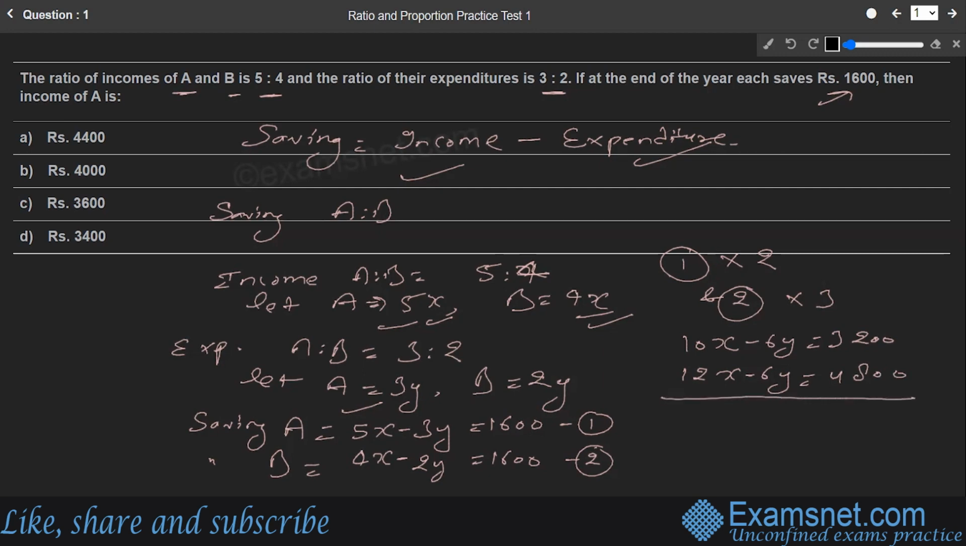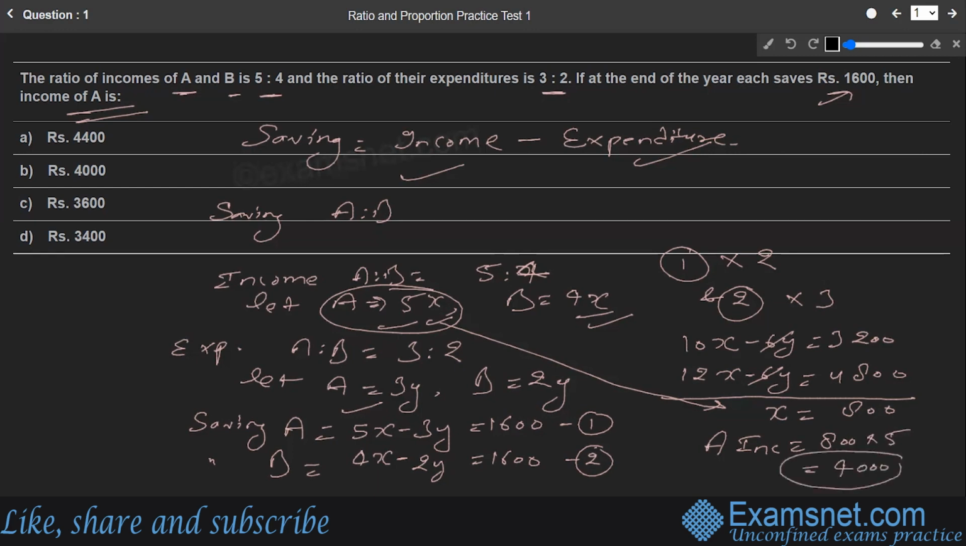Then if you subtract these two equations, you get 12x minus 10x, or rather 10x minus 2x, whatever you do, the 6y will get cancelled. In any case, x will come out to be 800. They had asked for the income of A, which we had assumed to be 5x. So 800 into 5 is 4000 rupees, the income of A. That is the right answer, 4000 rupees, and it is available in option B. So that is right.